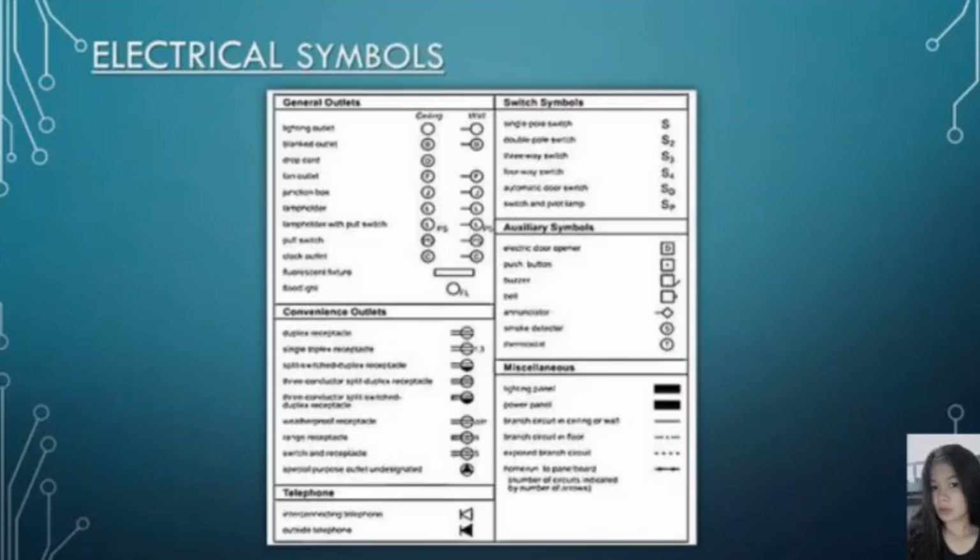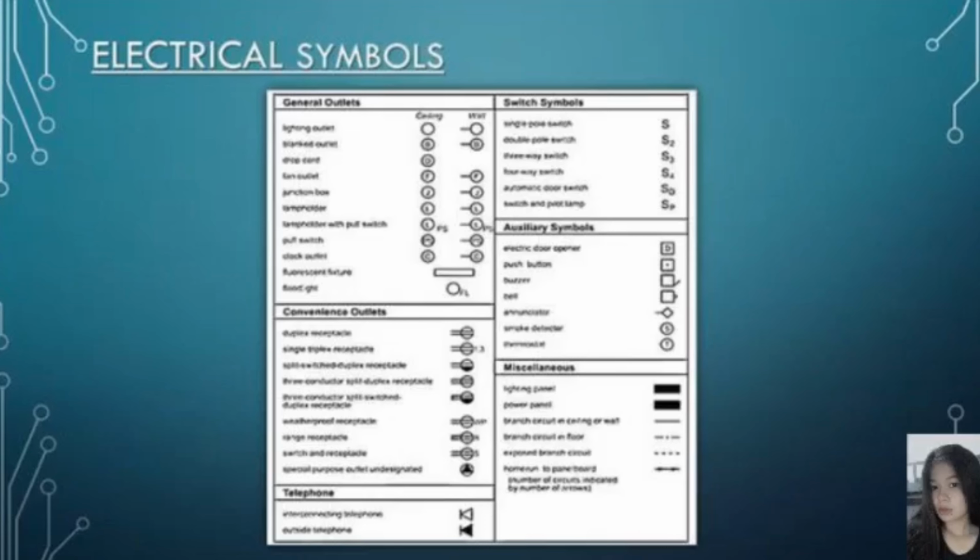Electrical symbols and electronic symbols are those symbols that are used for drawing schematic diagrams. Here, we provide these electrical symbols in the form of a table where you get each and every symbol with their family. For the next slide, I will show you the different kinds of electrical symbols. We have the general outlets, which are lighting outlet, blank outlet, drop cord, fan outlet, junction box, lamp holder with a pull switch, clock outlet, fluorescent fixtures, and floodlight.